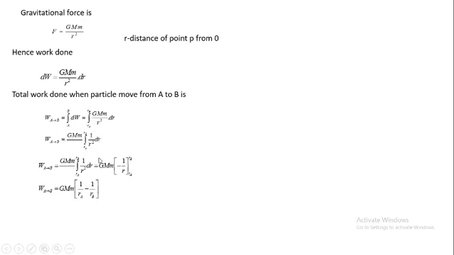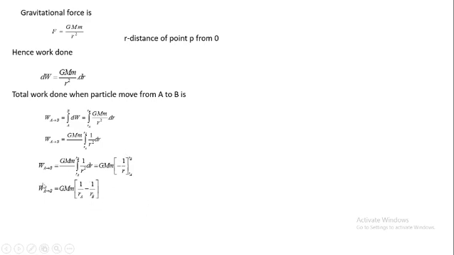Now the integration of 1 upon R square, that is 1 upon x square, becomes x raised to minus 1 divided by minus 1. So the integral of 1 upon R square is nothing but minus 1 upon R. This is your integration value. There is a limit from RA to RB, that is the integration limit.